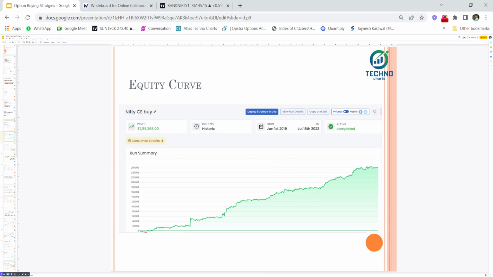This is the equity curve for the strategy, that the strategy has been tested. So you can see that the equity curve is pretty smooth, where there are periods of drawdown also, and there are long periods of drawdown. Basically if you are into option buying trading strategies, there will be periods of long drawdown.